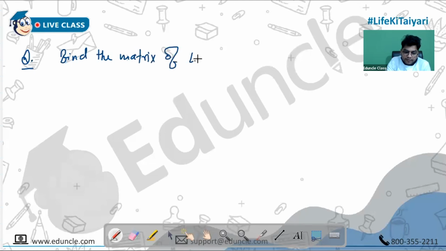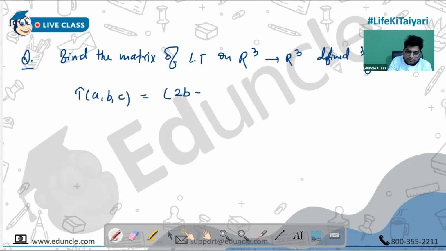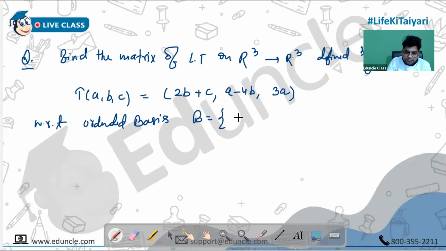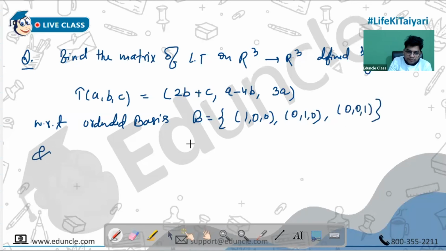So I want this one, no problem, done. Question is: first of all, find the matrix of linear transformation on R3 to R3 defined by T(A, B, C) is equal to (2B plus C, A minus 4B, and 3A) with respect to ordered basis B, 1 0 0, 0 1 0, 0 0 1, and B dash.